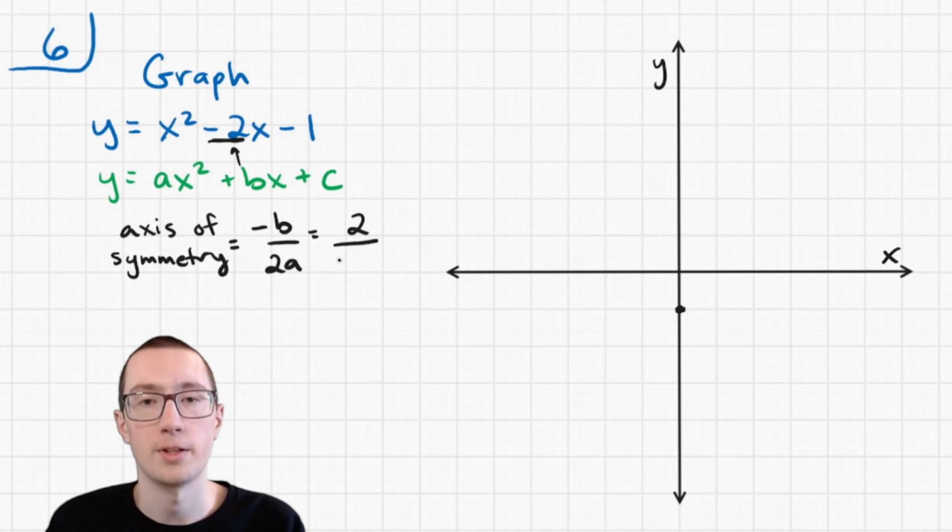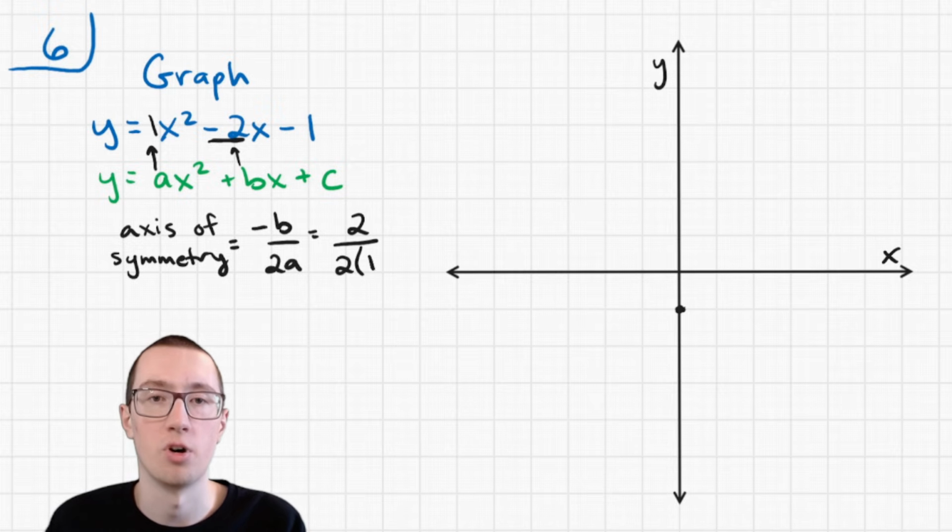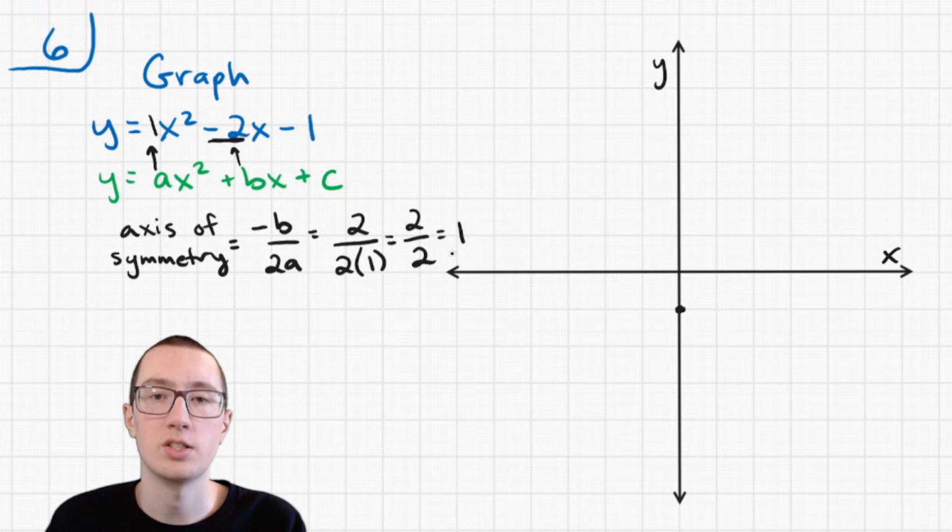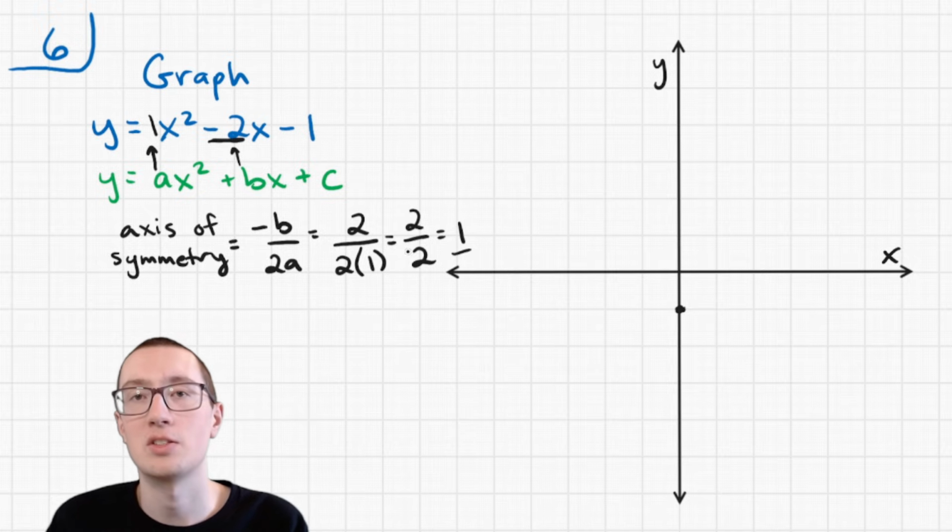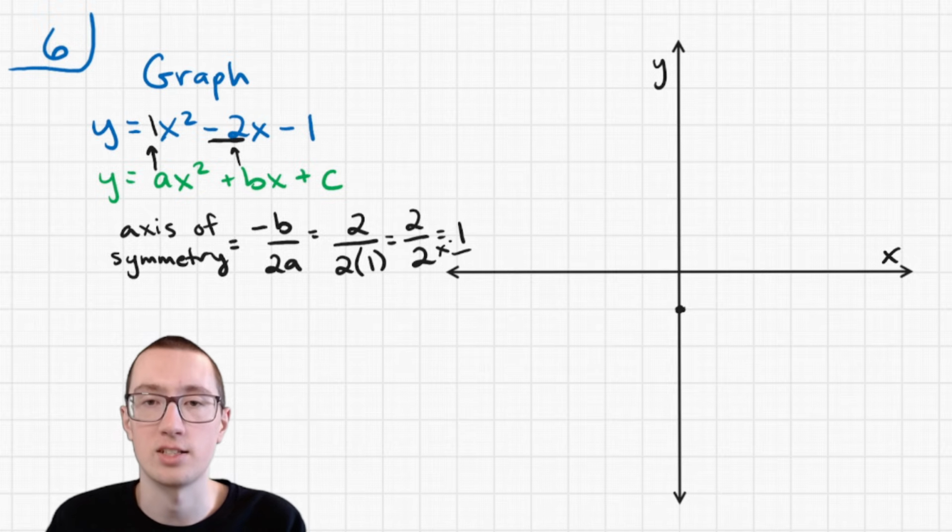And then 2a, well, that's 2 times what's a? Well, a is, there's nothing there. Remember, if you don't have a number in front of a letter, that just means it's 1. So a is 1. And 2 times 1 is 2. So we have 2 divided by 2, which is 1. So our axis of symmetry is, well, the axis of symmetry is a line. Technically, this is x equals 1.